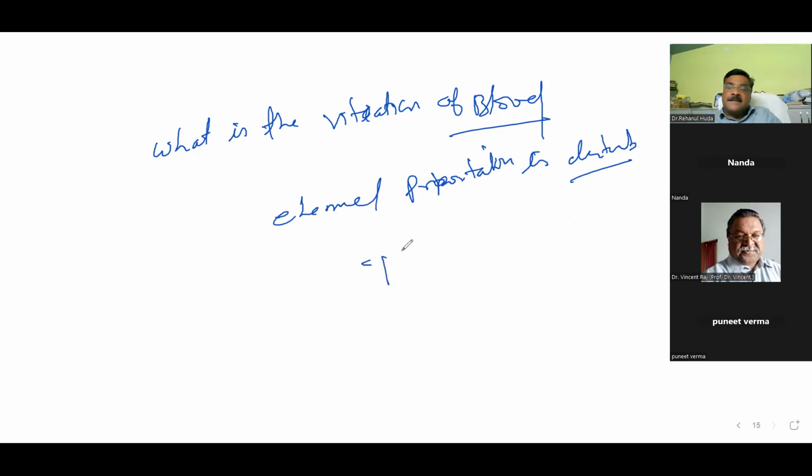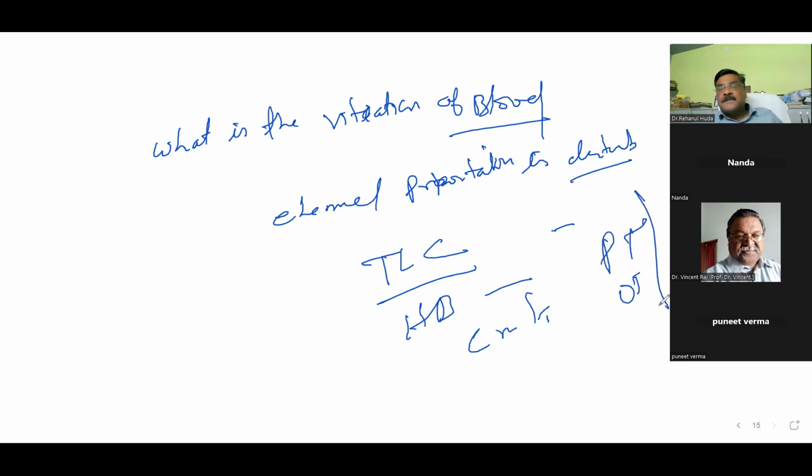Simple. If TLC is high, it is the vitiation. If TLC is low, it is the vitiation. HB is high, it is the vitiation. HB is low, it is the vitiation. Creatinine is high, it is the vitiation. PTOT is high, it is the vitiation. PTOT is low, it is the vitiation. So, vitiation of the blood or vitiation in the lymph is disease.